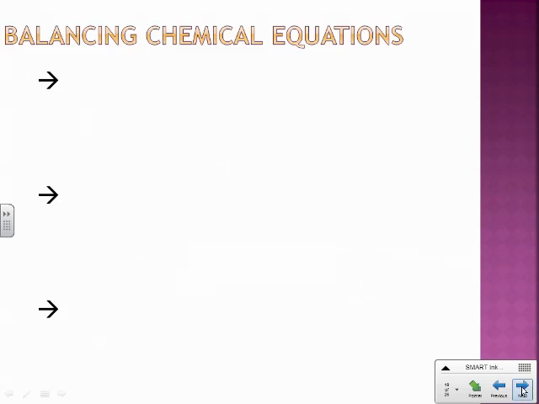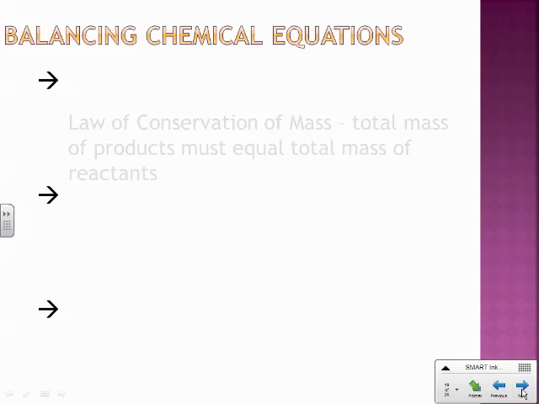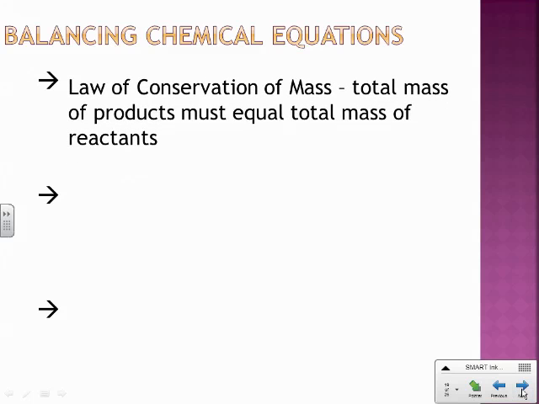So let's talk a little bit about some rules for balancing chemical equations, why we do it. So first is the law of conservation of mass. Now this says that the total mass of the products has to equal the total mass of the reactants. So if I have A plus B and it makes a new compound C, and let's say I have 5 grams of this and 5 grams of this, according to the law of conservation of mass, 5 plus 5, the total mass of the products will be 10 grams.